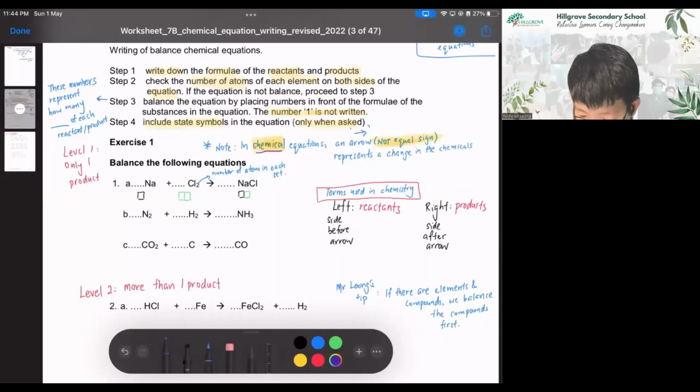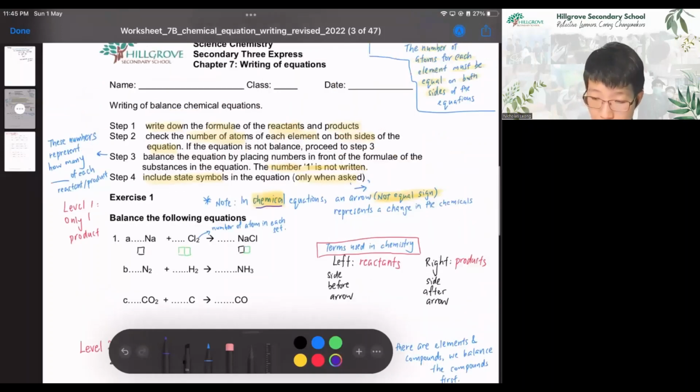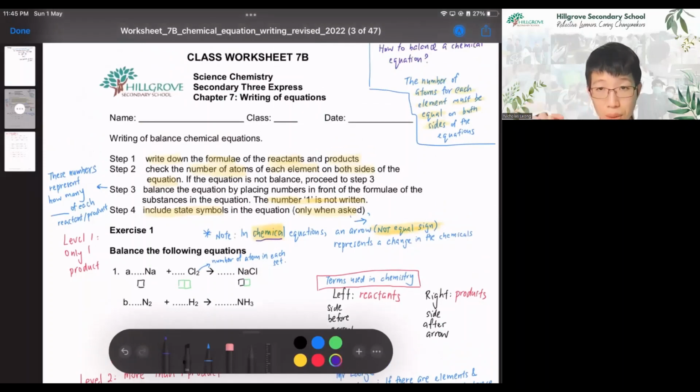So let's look at question 1a. We have sodium reacting with chlorine molecule, and after that, they form sodium chloride. So how do we balance this chemical equation? There's only one key thing you need to take note of: the number of atoms for sodium on the left side of the equation must be the same as the number of atoms for sodium on the right side of the equation. So if there's only one sodium on the left side, we must have only one sodium on the right side. If there are two chlorine atoms on the left side of the equation, we must also make sure that there are only two chlorine atoms on the right side of the equation.